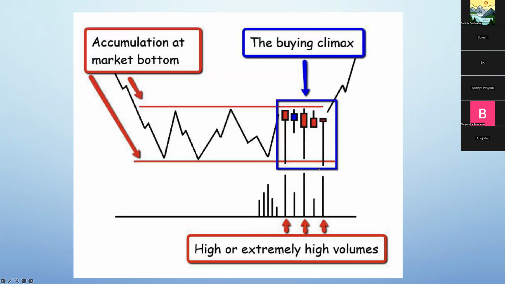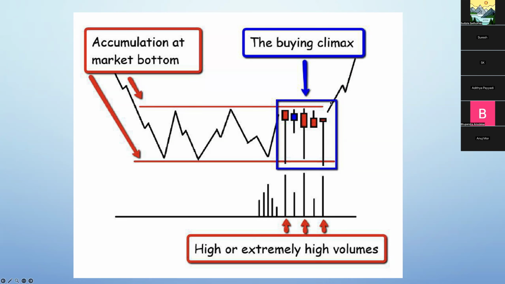Similarly for the accumulation phase, you will see a lot of rejections. Once it comes down to this level, you will see a lot of rejections at the support level with volume spikes, and it will continue for quite some time. There is no specific timeline. It's not like days, weeks, or months, it could be anything, and it's very difficult to decide. But you can easily figure it out once it breaks out from this resistance level.